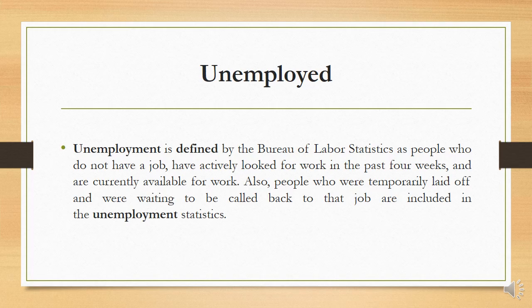Our next category is the unemployed. Unemployed, according to the Bureau of Labor Statistics, are those who do not fall in the above category, people who do not have a job, have actively looked for work in the past 4 weeks and are currently available for work. Also, people who were temporarily laid off and were waiting to be called back to that job are included in the unemployed category.